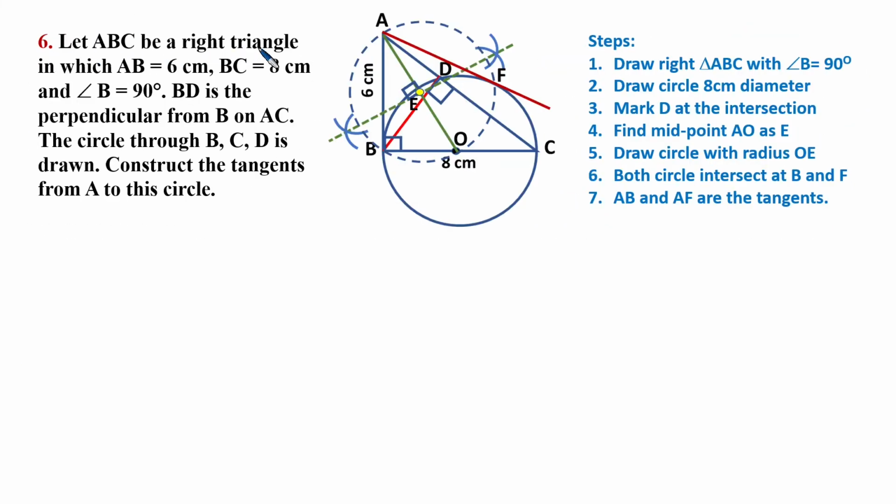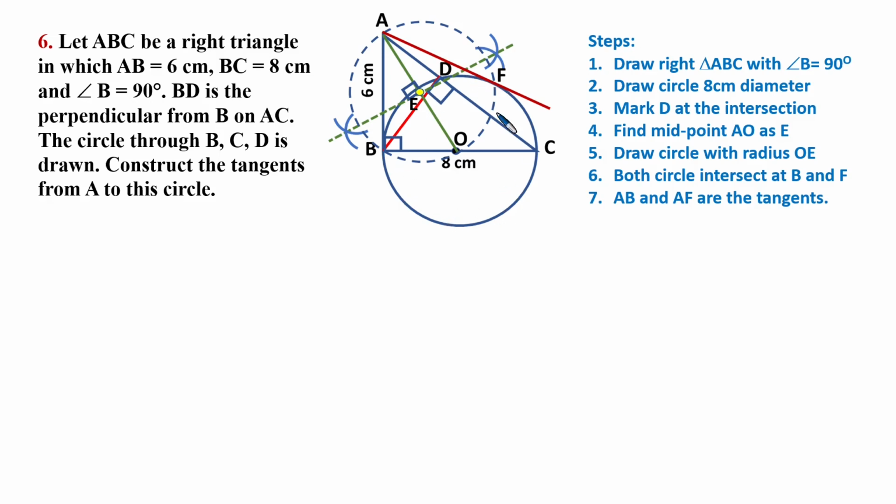Let ABC be a right triangle in which AB is 6 centimeter. This is AB, 6 centimeter. BC is 8 centimeter and angle B is 90 degree. That's why it is the right angle triangle. BD is perpendicular from B on AC. This is BD, perpendicular from B on this AC. The circle through B, C, D is drawn. So from this B, C, D, this circle is drawn. Construct a tangent from A to this circle.